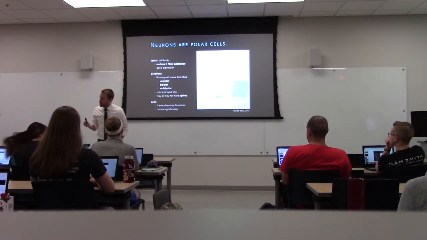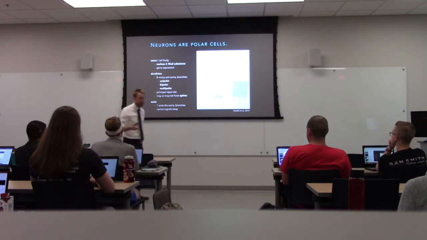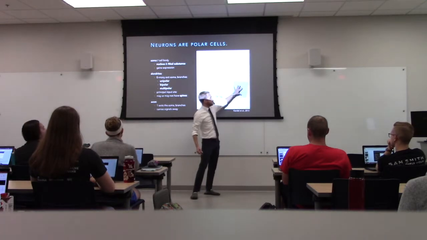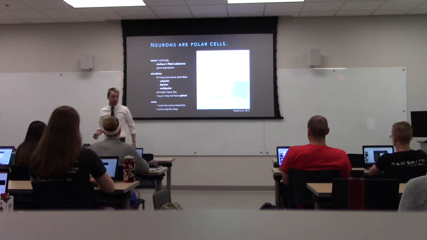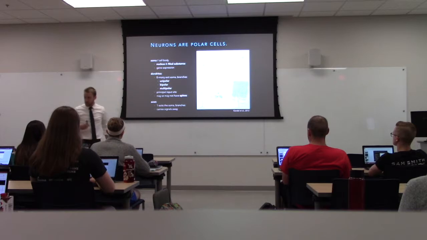If you need to do something really complicated like coordinate movement, you need the dendritic arbor of a Purkinje cell. That's what this is. Very elaborate dendritic trees, and that allows them to have hundreds of thousands of synapses. So you can modify your movements based on experience.